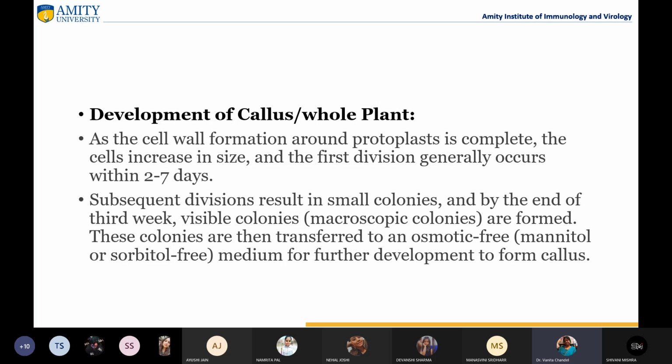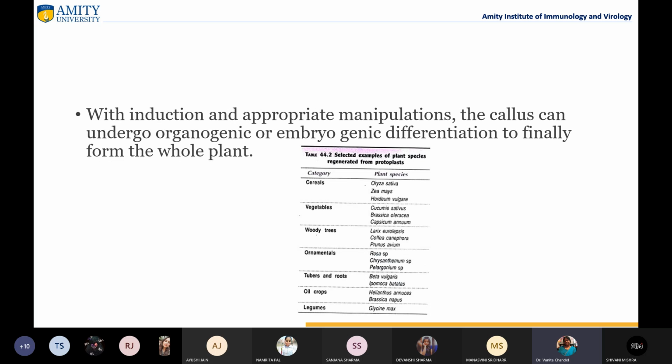And by the end of the third week, visible colonies, which are called macroscopic colonies, are formed. These colonies are then transferred to an osmotic-free or sorbitol-free medium for further development to form the callus, right? Then the callus will be formed. Once we have a callus, we know how we can develop a plant from the callus.